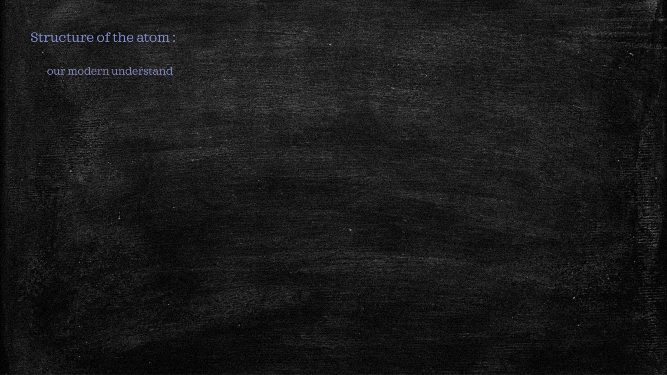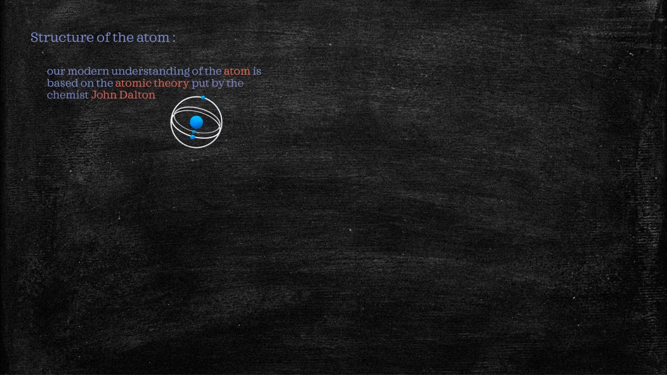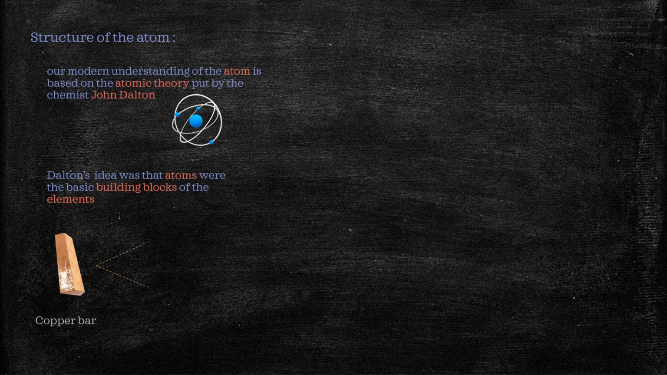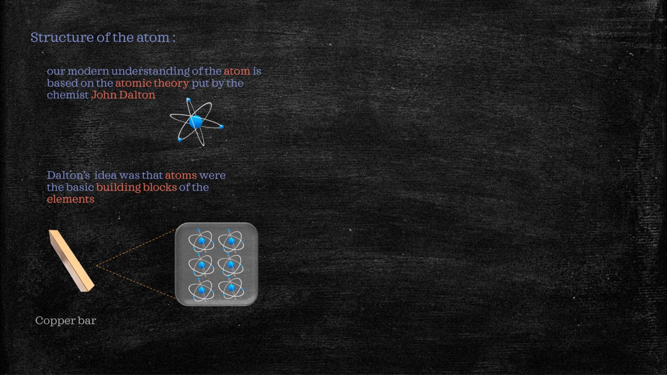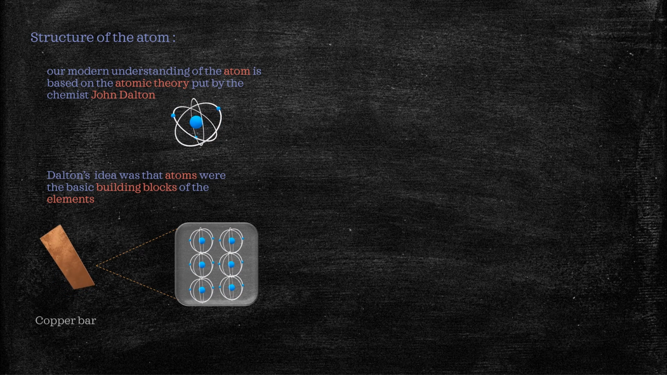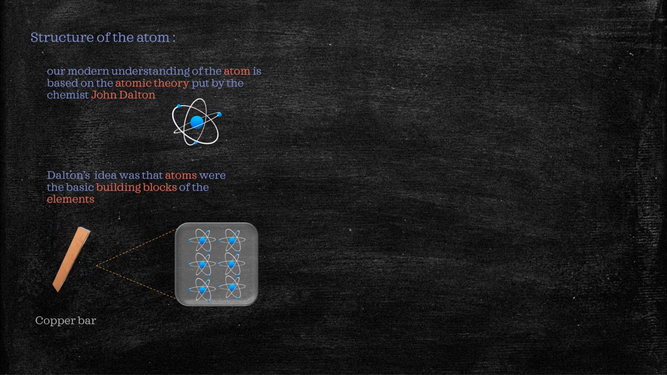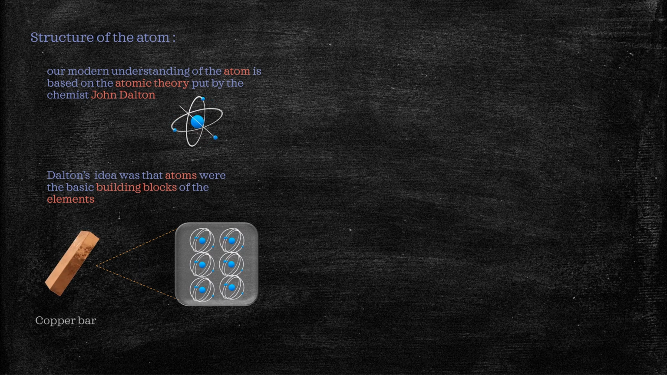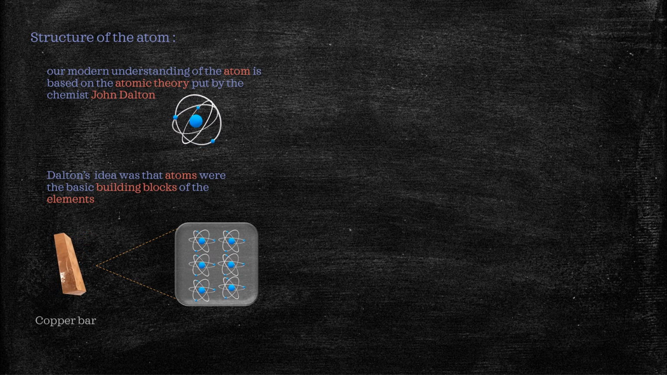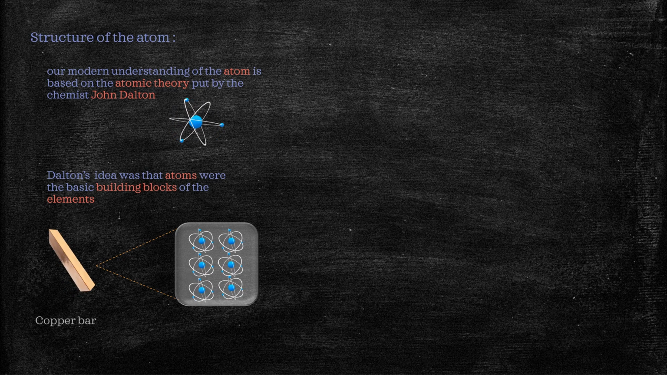Our modern understanding of the atom is based on the atomic theory put forward by the chemist John Dalton in 1807. Dalton's idea was that atoms were the basic building blocks of the elements. He thought of them as invisible particles that could join together to make molecules. Although certain parts of the theory have had to change as a result of what we have discovered since Dalton's time, his theory was one of the great theories explaining the atom. It helped explain many natural processes.